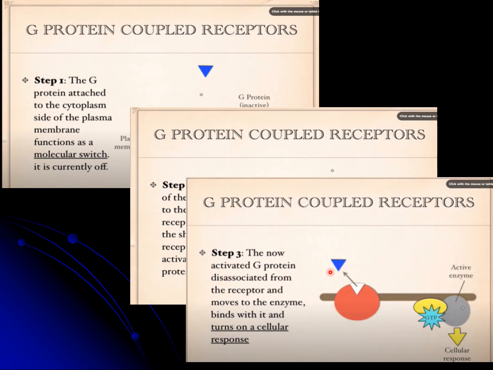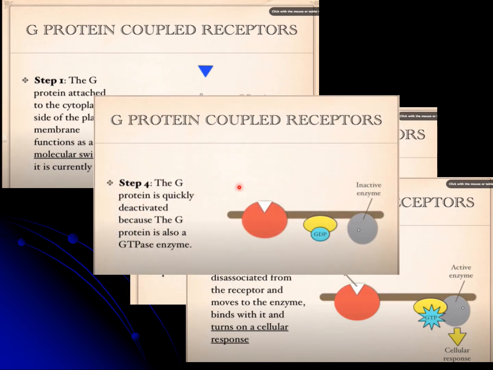And as you can see in the third step, the now activated G protein dissociates away from the receptor, moves to the enzyme and turns on the cellular response. The first step was binding of the drug to the receptor and activation of the G protein, which was inactive initially, and then activation of the second messenger system depending upon the type of G protein. As I told you earlier, it can be G stimulatory, GS, G inhibitory, GI, or GQ, which is the IP3 DAG pathway.